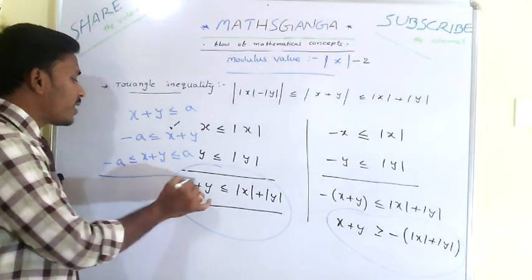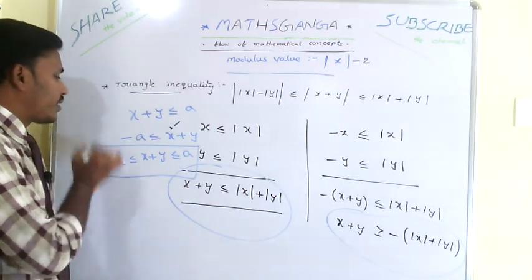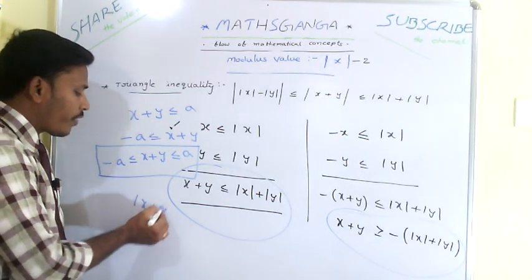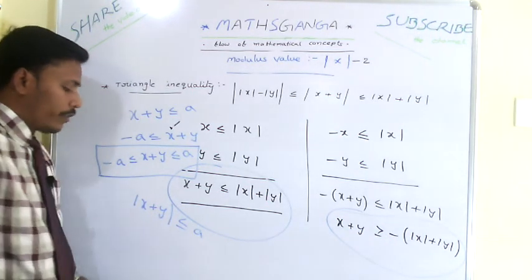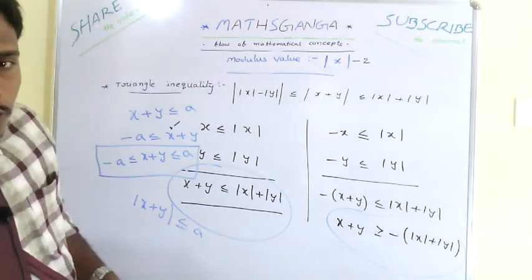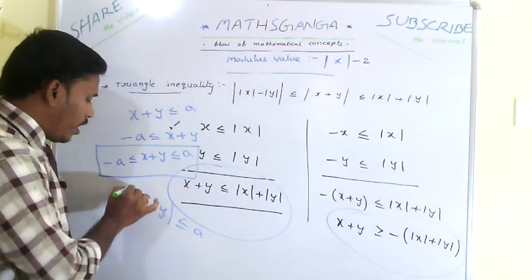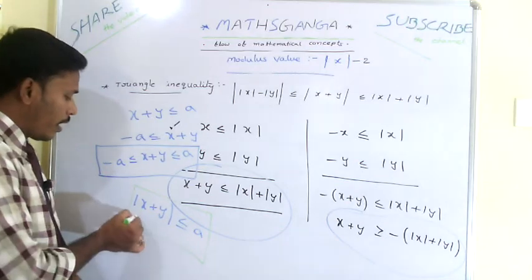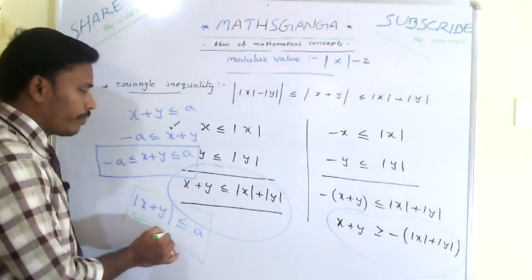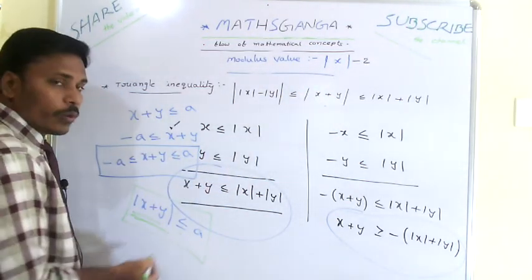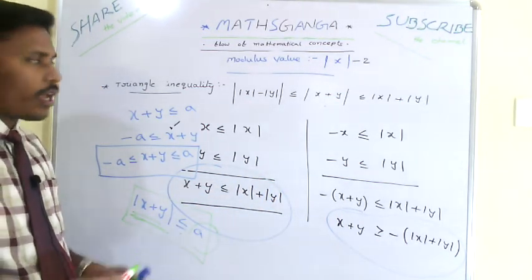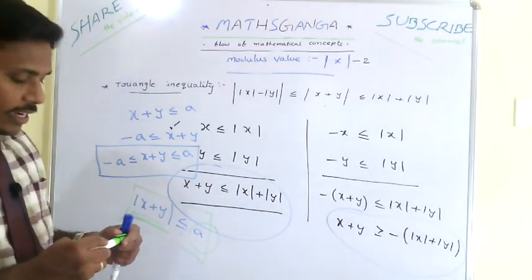Since minus a is less than or equal to x plus y, which is less than or equal to a, it is very clear that modulus of x plus y is less than or equal to a. This is the second part of the triangle inequality. Modulus of x plus y is less than or equal to a. What is a? Mod x plus mod y. So there is the second part of the triangle inequality.